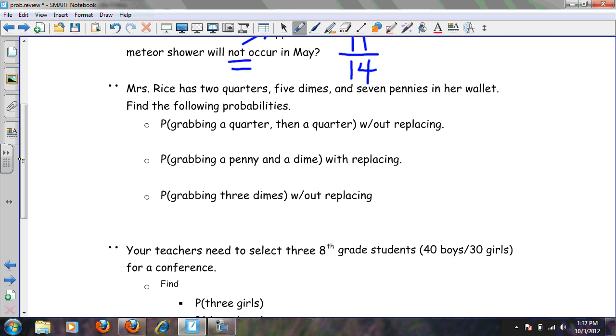I have 2 quarters, 5 dimes, and 7 pennies in my wallet. I need to find the 5 following probabilities: that I will grab a quarter, and then I will grab another quarter, key here, without replacing. Okay? How many coins do I have in my purse? 2 quarters, 5 dimes, 7 pennies. 7 plus 5 is 12, plus 2 is 14.